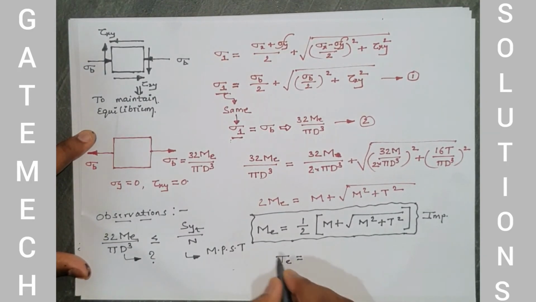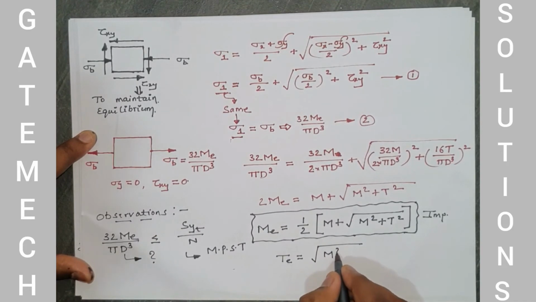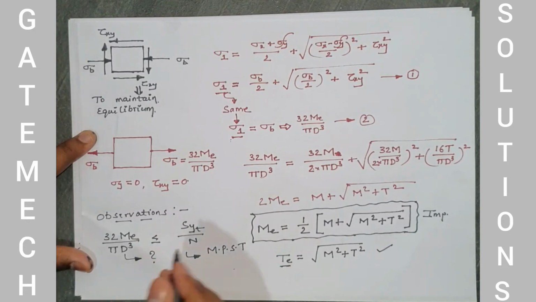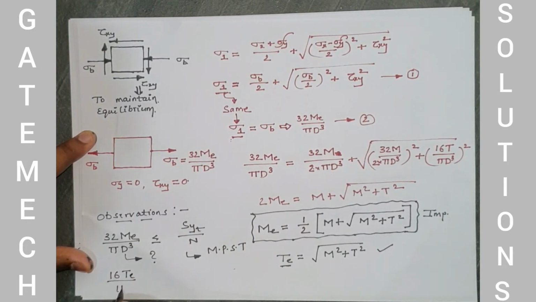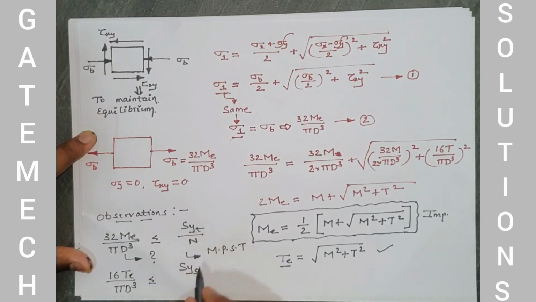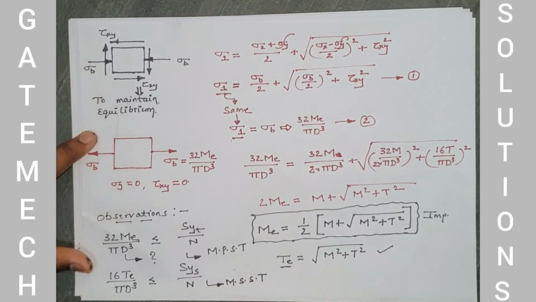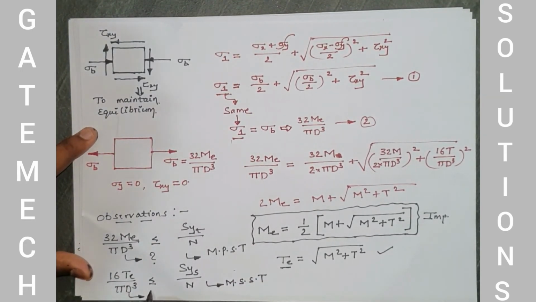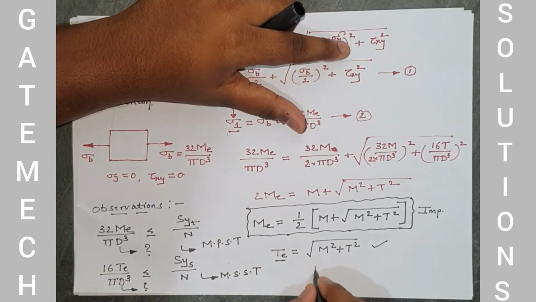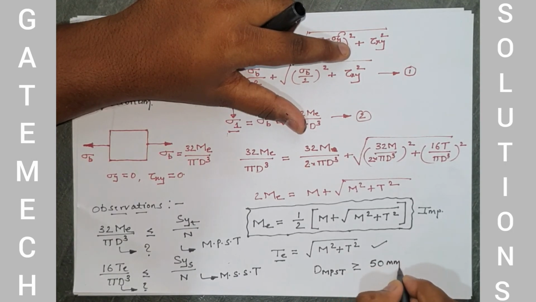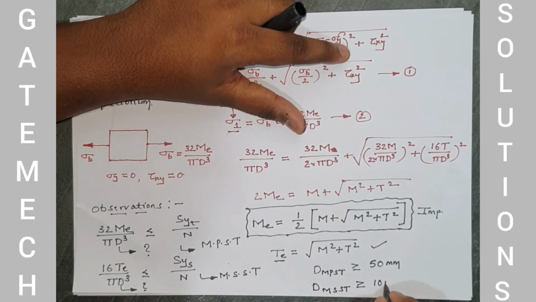In a similar way, if you want to calculate the equivalent twisting moment, the formula is given as square root of M square plus T square. In one of the questions, I am going to prove this also. If you know the equivalent twisting moment, directly we can say 16 TE divided by pi d cube should be less than or equal to SYS, the shear yield strength, which is tensile yield strength divided by M. This is according to the maximum shear stress theory, MSST. From this also we can calculate the safe diameter. For example, according to MPST we calculate the safe diameter as 50 millimeter, and according to MSST we found the safe diameter as 100 millimeter.